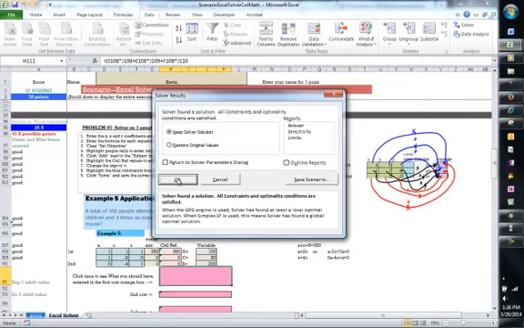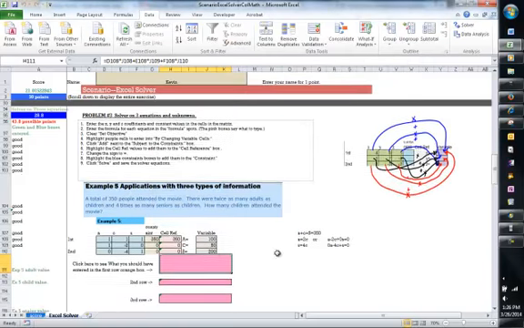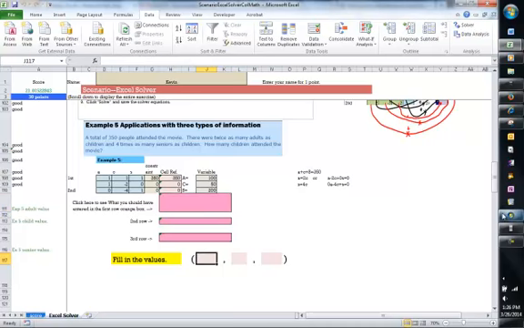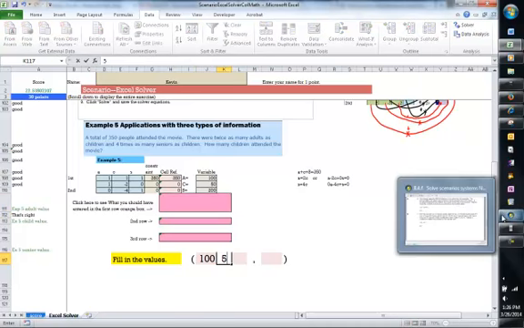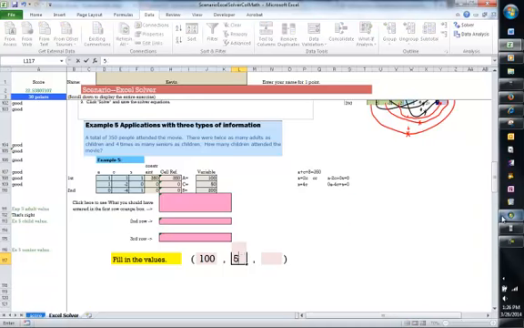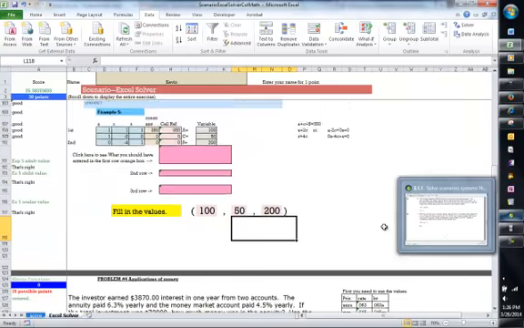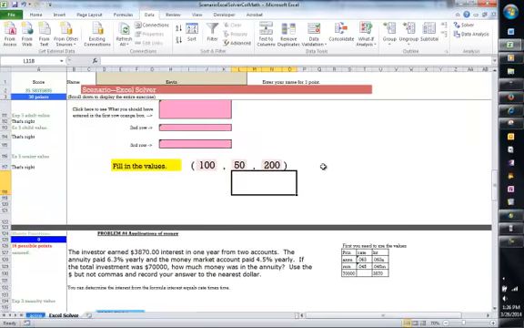All right. Now when we press solve, keep solver solution, it tells us we have 100 adults, 50 children, and 200 seniors. Must have been an old-timer movie or something.